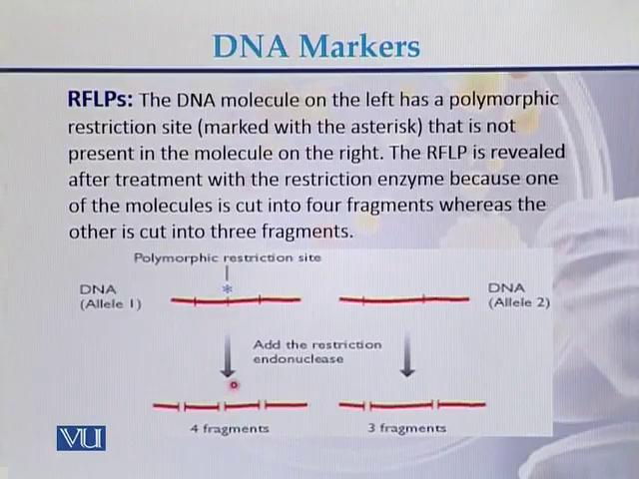Here we can see that there are 4 different fragments. Because in the second allele, in the second DNA, we have not seen a site for a restriction enzyme. So this DNA with the same restriction enzyme will be digested into 3 fragments. So this is the method of how RFLP is performed. RFLP is performed based on the sites for the different restriction enzymes.